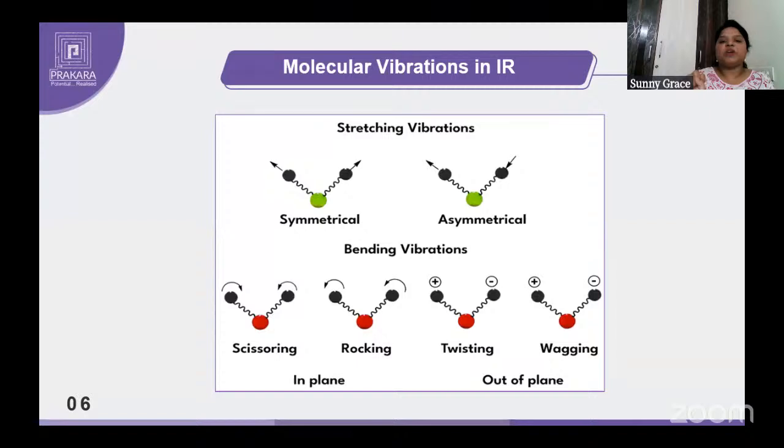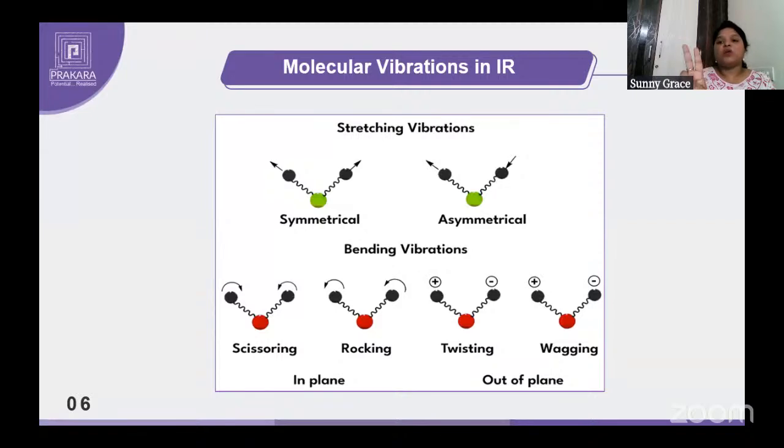Coming to the bending vibrations, here there will be a change in the bond angle, but no change in the bond length. Coming to the scissoring, either the two will be coming close or will be moving away, like this. This is called scissoring vibration. And coming to the rocking, they will be moving either that way or this way, without a change in the bond angle. So this is in plane.